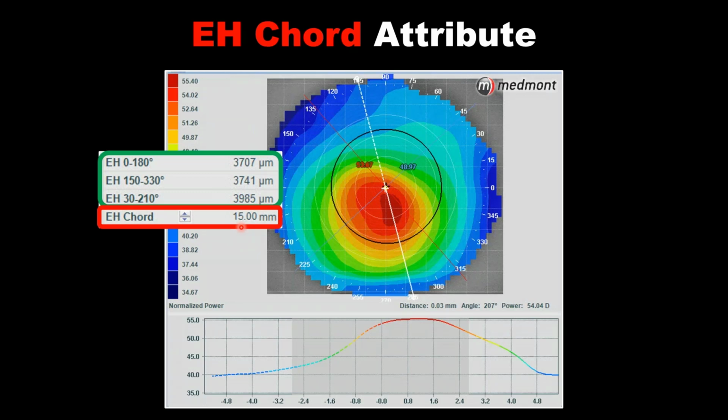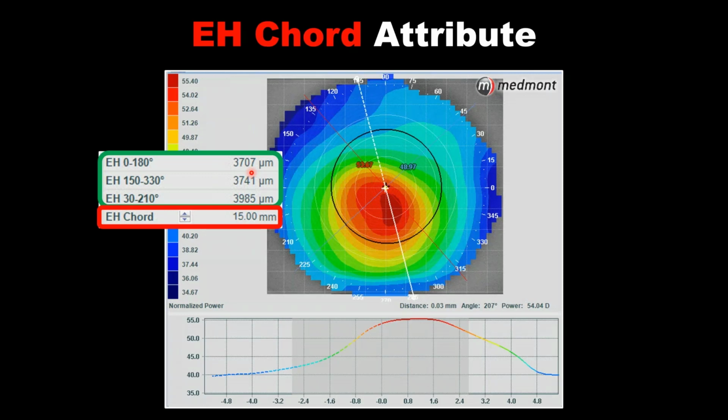Its sagittal depth is measured to a 15 millimeter chord. So what we want to do then is understand what is the height of the eye in relationship to the lens I want to pull from my diagnostic set. And in this case, it's saying that the flat meridian, the 0-180 meridian, has an estimated height of 3,707 microns. It's saying that the 30-10 axis is almost 4,000 microns.